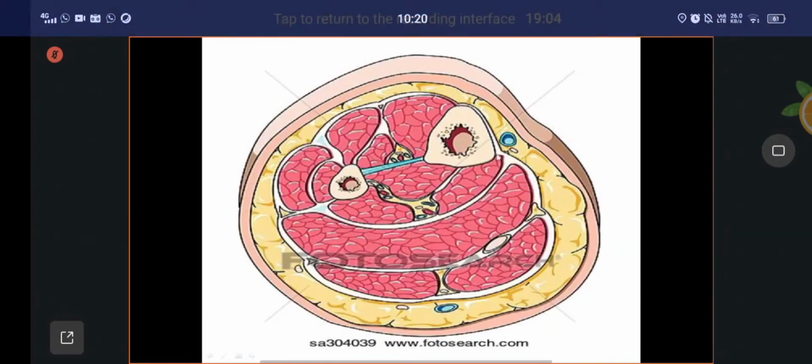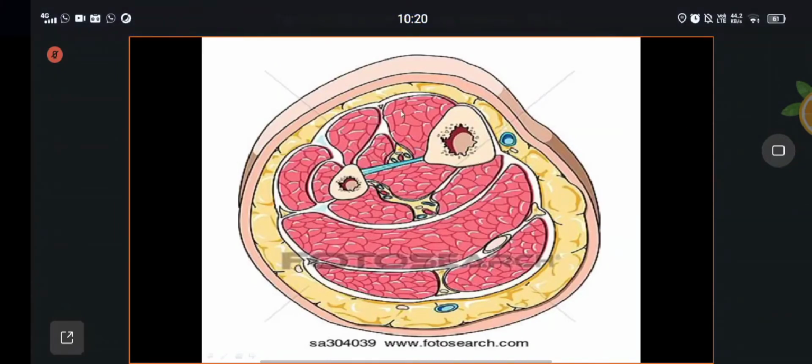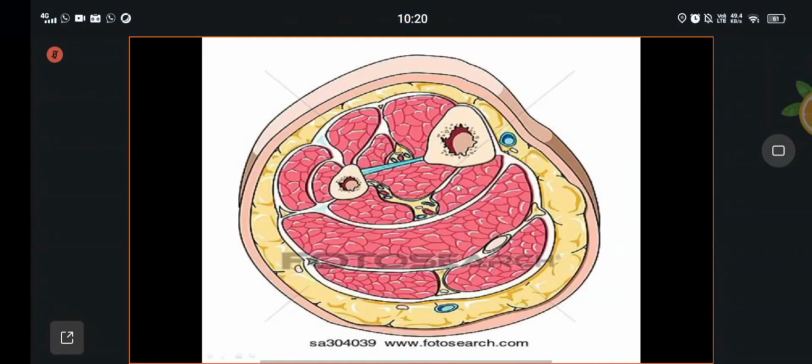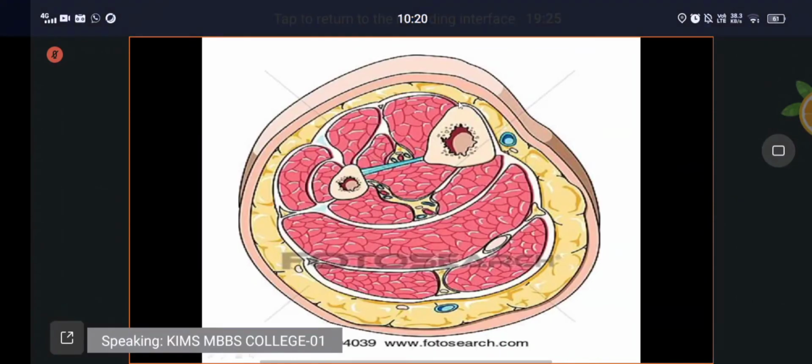Between the anterior border and lateral border, this is the lateral surface. Between the anterior and medial border, this is the medial surface. Between the medial and lateral border, this is the posterior surface. This is the anterior compartment or extensor compartment. This is the posterior compartment or flexor compartment of the leg.